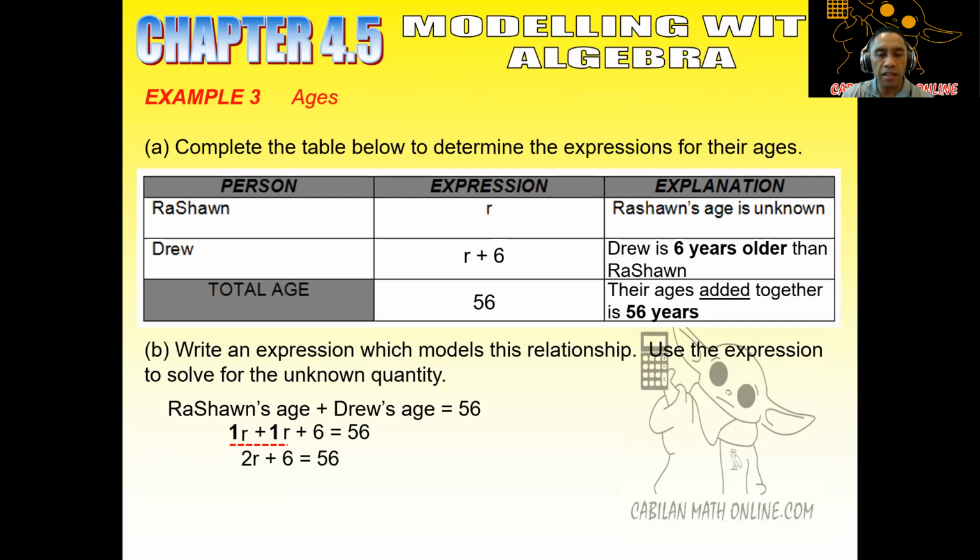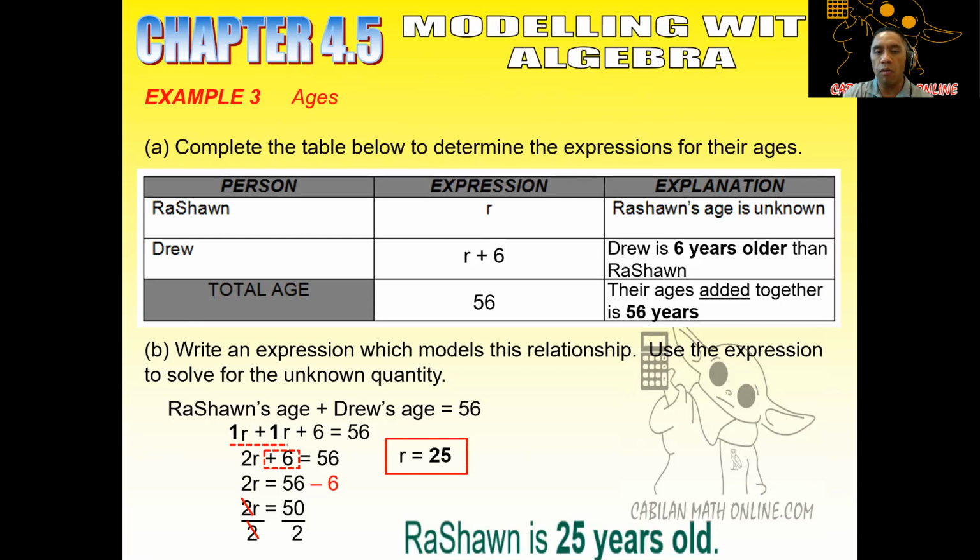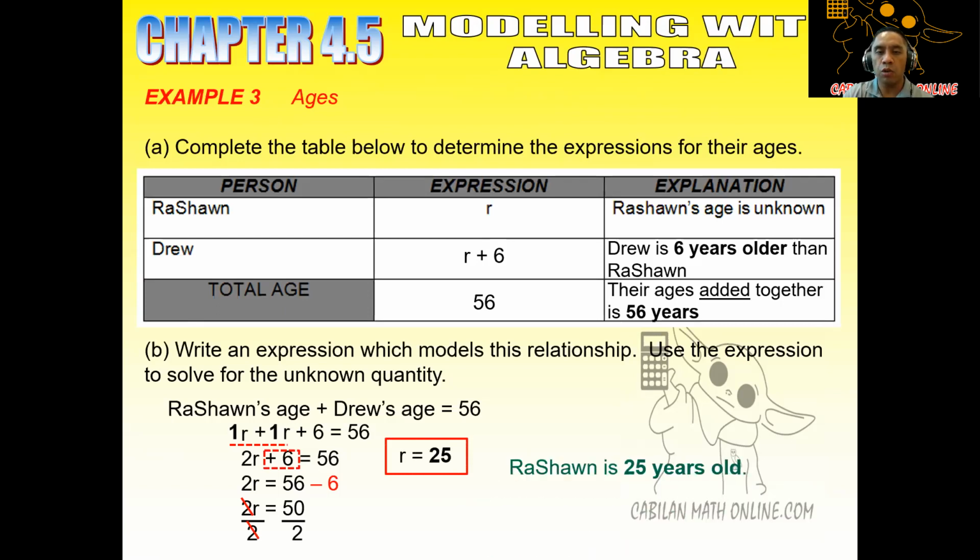So if you take the 6 over here, we're going to take the 6, subtract it from the 56, and that'll give me 50. And last but not least here, we're going to divide both sides here by the coefficient of 2, which cancels out the 2 on the left side. So we know the first answer here, which is Rashawn's age. So right now, we know Rashawn's age to be 25 years old.